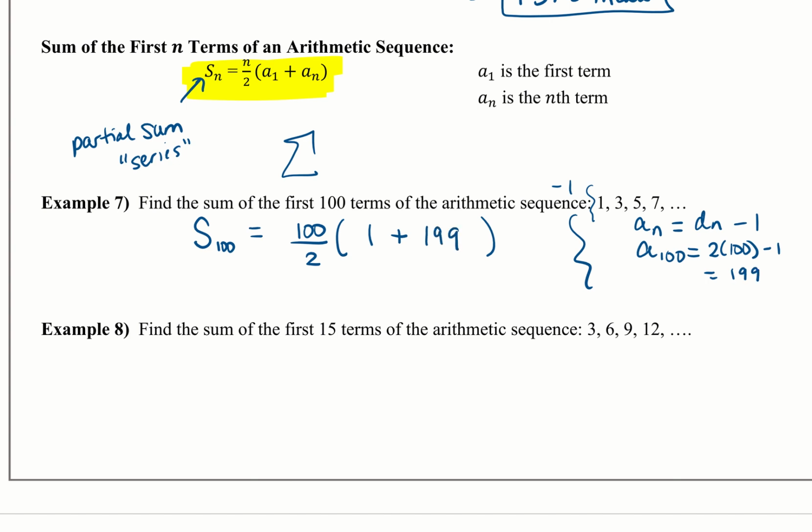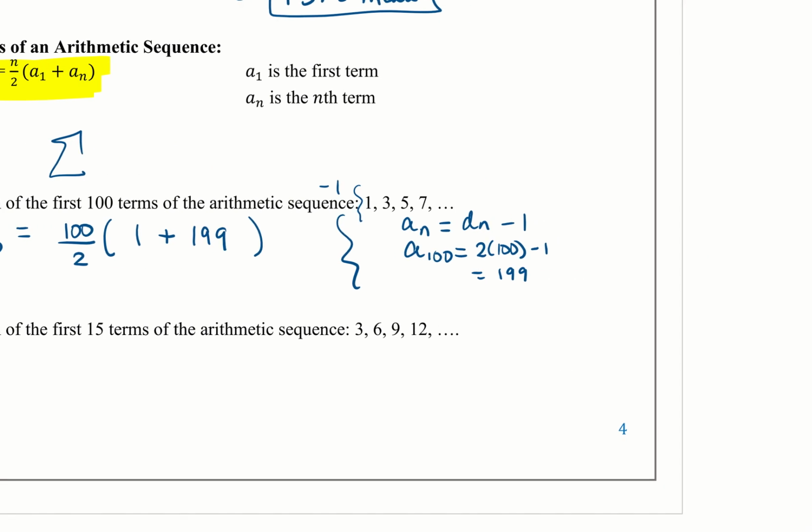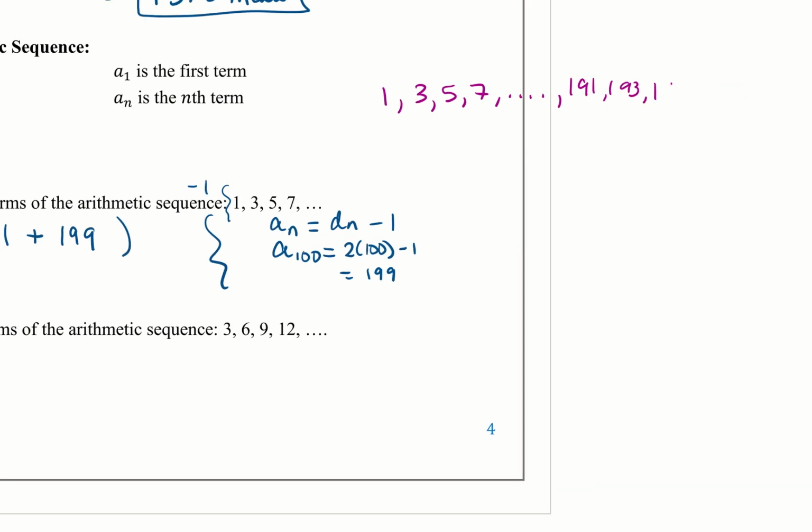So what is happening here? Why is this formula working? Let's do just a little bit of side work so that we can understand what's happening here. If I'm adding up the first 100 odd digits, which is what's happening here, eventually as I get towards the end of this list, I would get numbers like 191, 193, 195, 197, all the way up to 199.